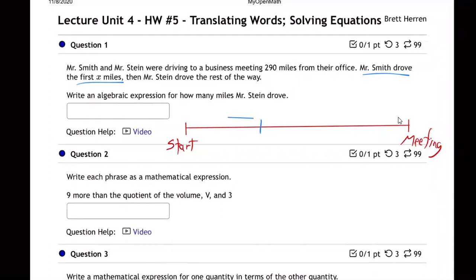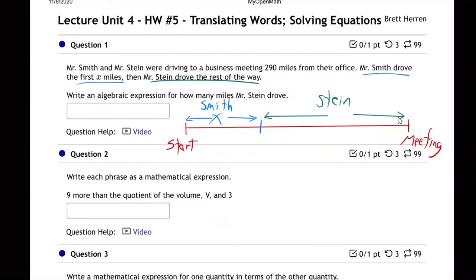So let's say this is Mr. Smith and X miles. That's what Mr. Smith drove. And then Mr. Stein drove the rest of the way.